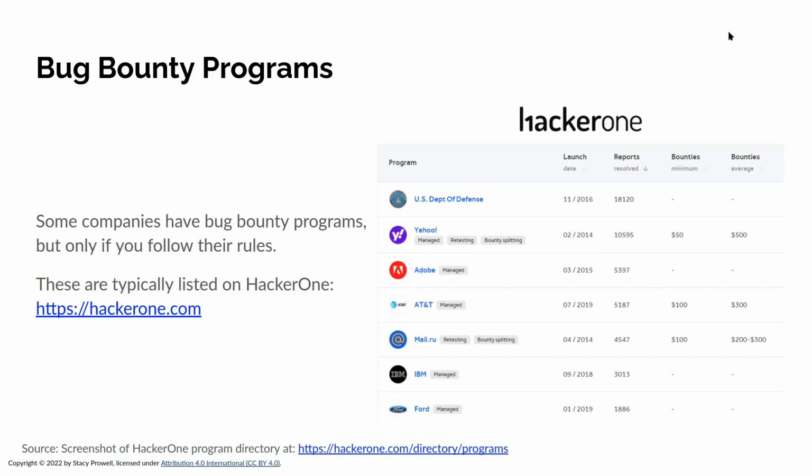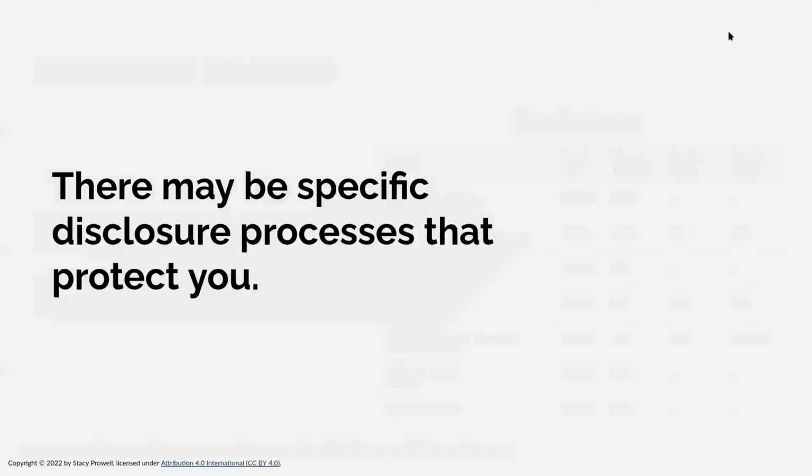And if you're going to disclose a vulnerability, you really should disclose it to the impacted party before you disclose it, let's say at DEF CON, right? It's fine to go to DEF CON and say, hey, I found this great vulnerability, but guess what? You can't use it anymore because I've already disclosed it to Yahoo and they fixed it. There you go. So there may be specific disclosure processes that will protect you, and you should look into that before you publicly disclose a vulnerability.